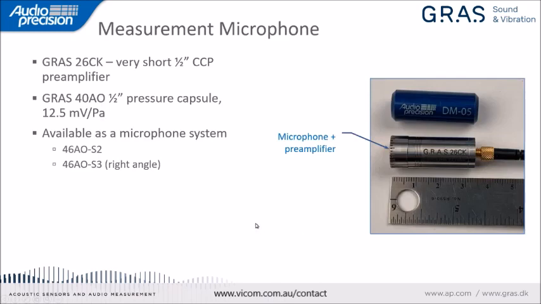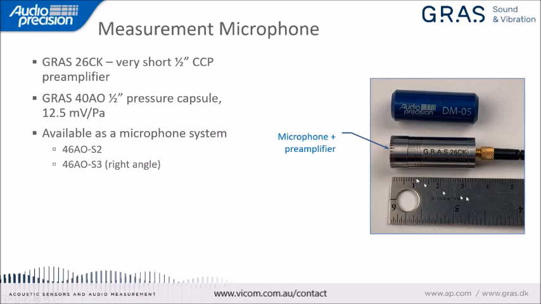Now, for a measurement microphone, you're required to have a pressure capsule, a pressure response microphone, for use with the 2cc coupler. And of course, the microphone needs a preamplifier, and our sister company GRAS has a very nice offering here. It's the GRAS 26CK, a very short 1/2 inch CCP preamplifier. That's shown in the picture here with the microphone capsule attached to the preamp.